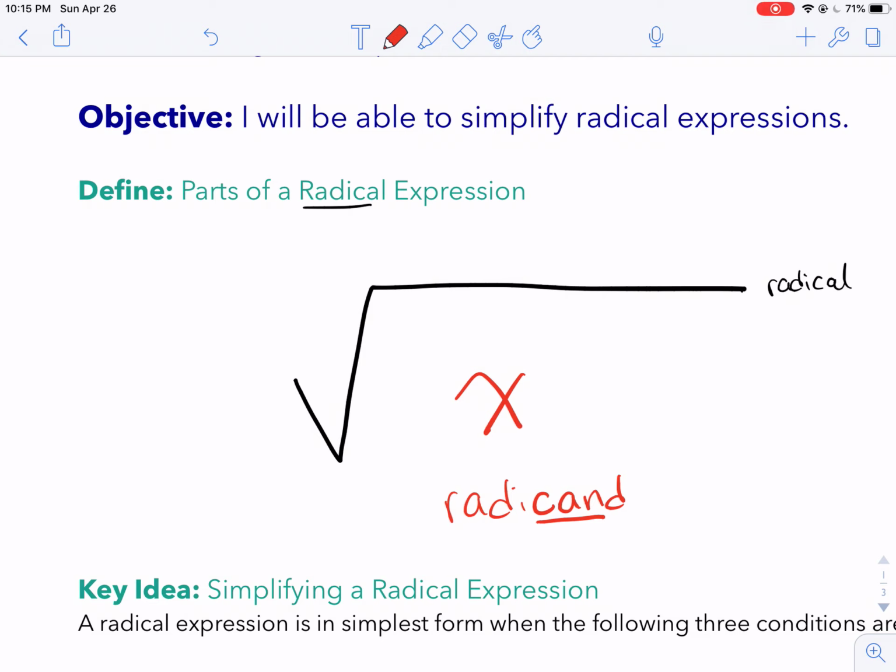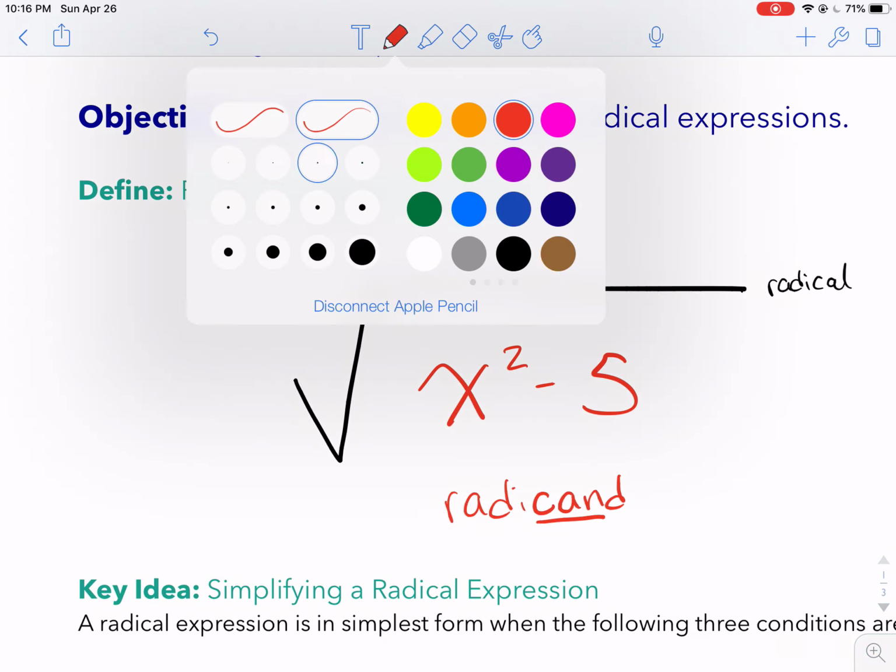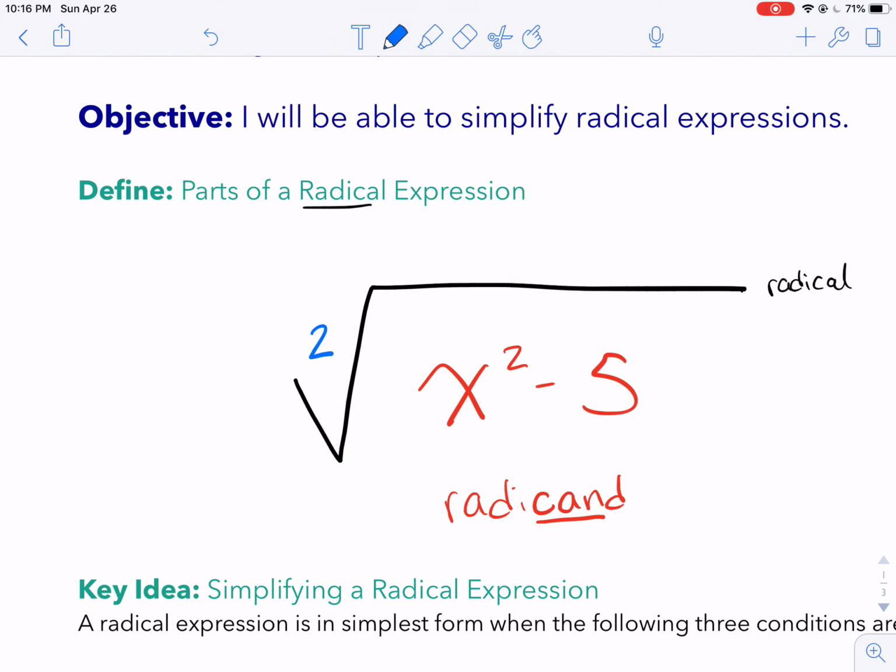Your radicand can be just x, or it can be x squared minus 5, or it could be 5, or something. Whatever you have underneath your radical, that is your radicand. And then there's one more part, your index. The part right here, that little number, is called your index.